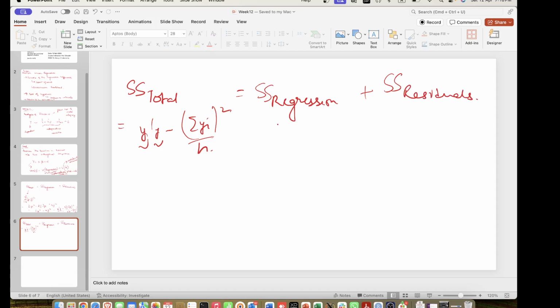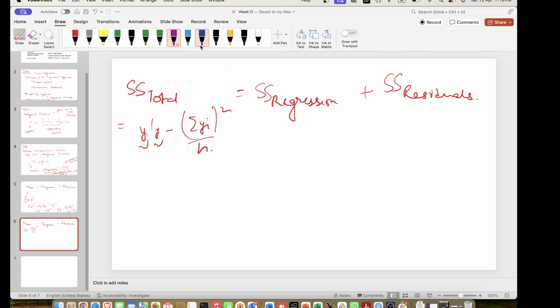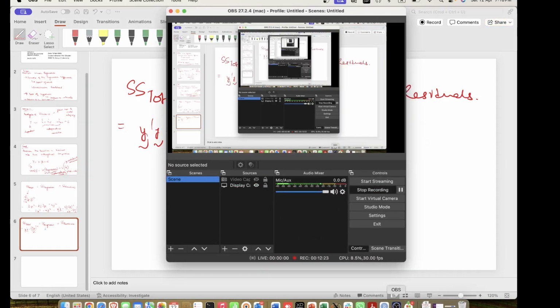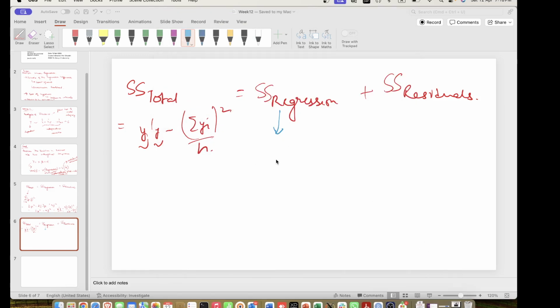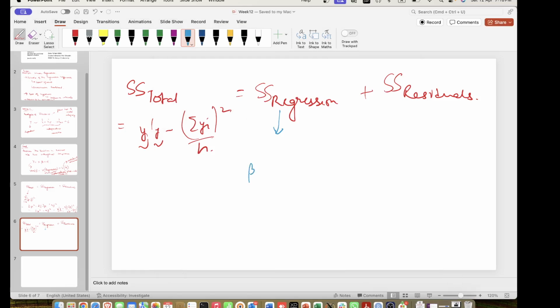SS due to regression is given by beta hat transpose X transpose y minus summation yi whole square divided by n.